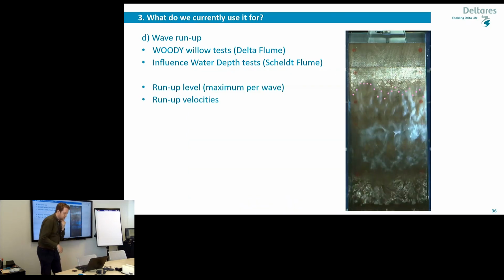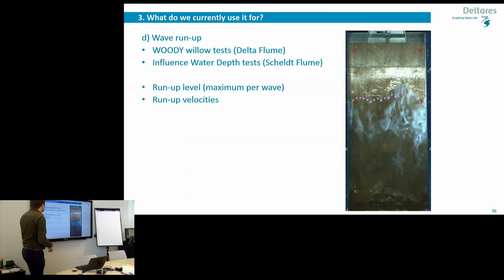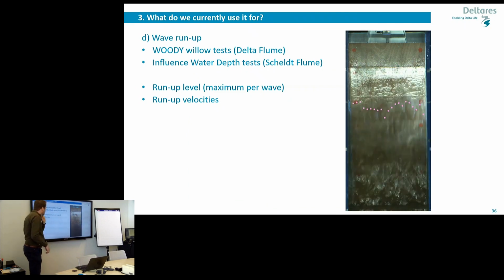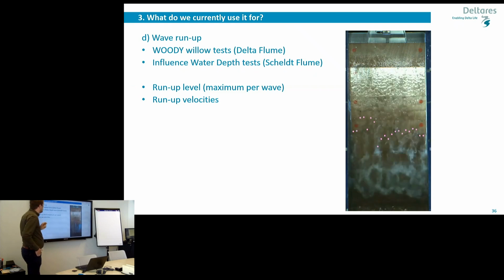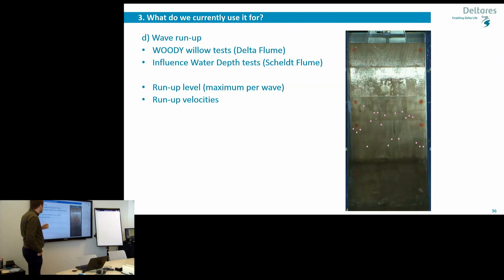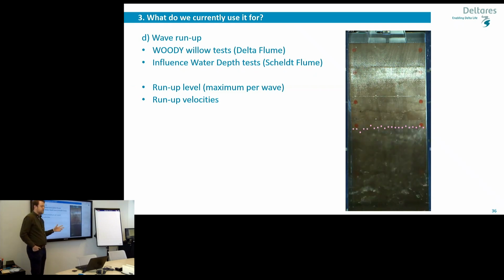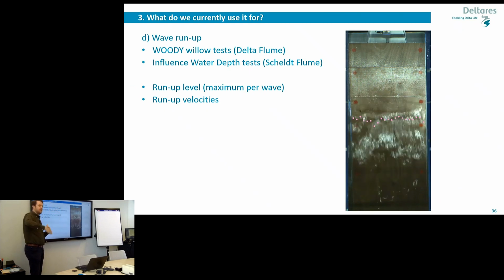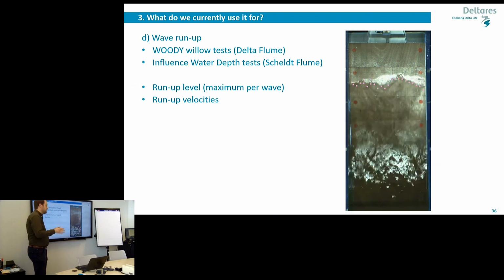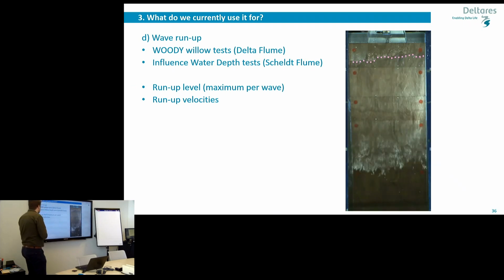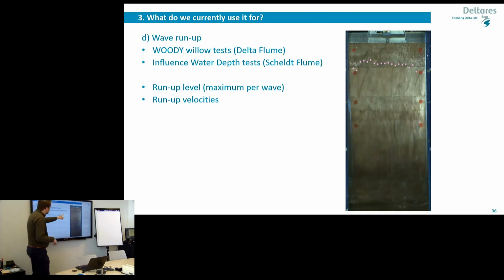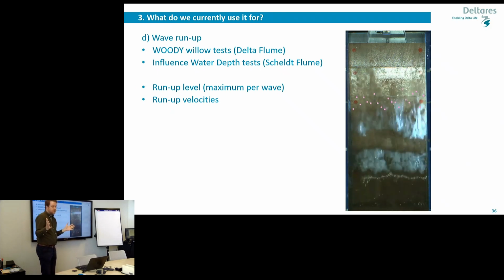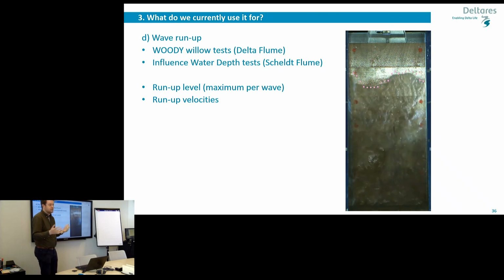And we also did this in the shell flume, as you can see. So it's nice, this is an easier method in that sense. But the nice thing is, from visual observation, you can only really say the maximum run-up level, right? You can't really say anything about the speed, unless you're very good at estimating the speed, but that's very difficult to do. And from this method, you also get the run-up velocities, which is, for instance, important for the stability of grass on the slope.